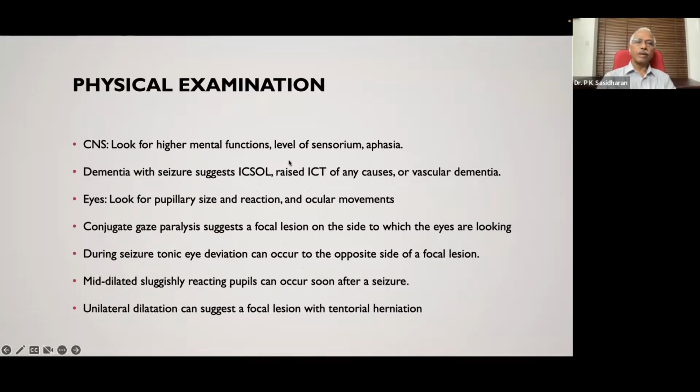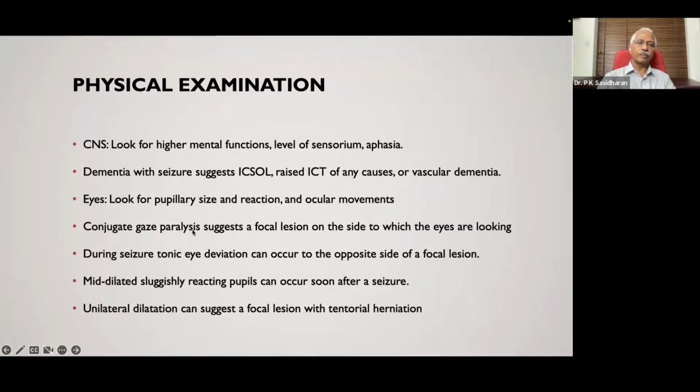And look for higher mental functions like level of sensorium and aphasia. Dementia can suggest space-occupying lesion. Dementia in the patient before developing seizure can suggest that. Eyes, look at the pupillary size, reaction, and ocular movements. Conjugate, these are all steps used in evaluating a comatose patient also.